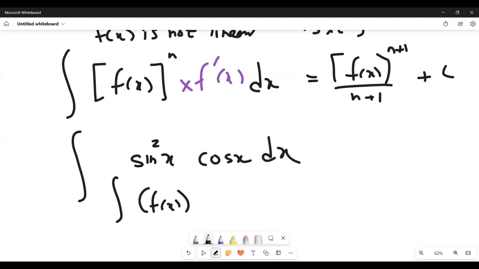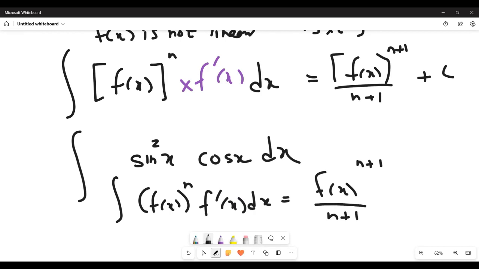We have f(x) power n, and with that we also have f prime x. So the result of the integration is f(x) power n plus 1 upon n plus 1. That's it. Plus c. So the result of integration will be sine cube x upon 3 plus c.